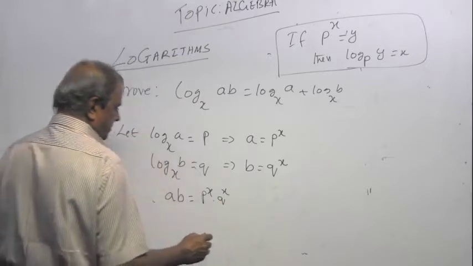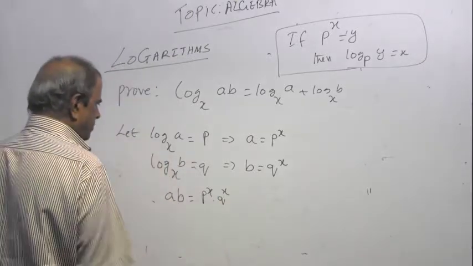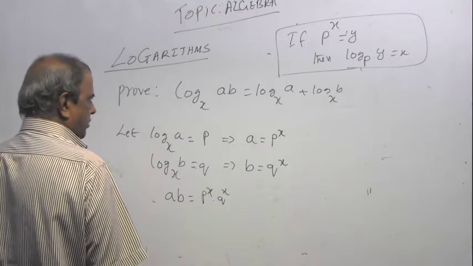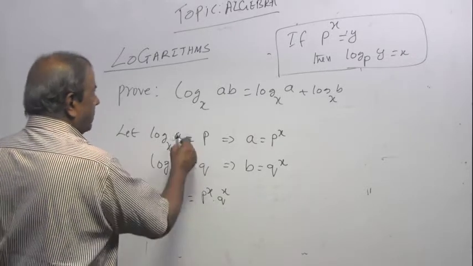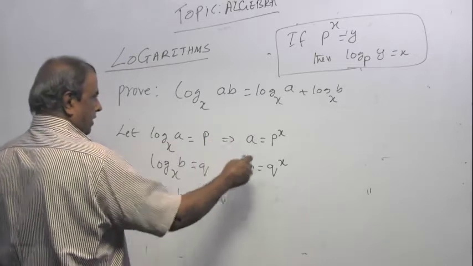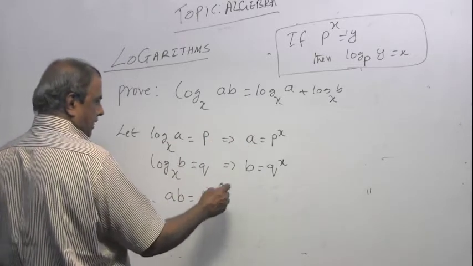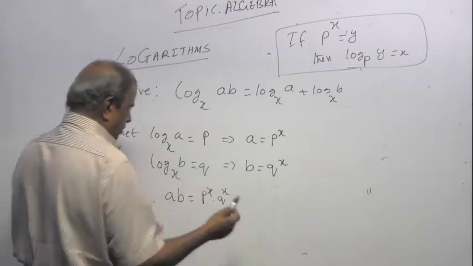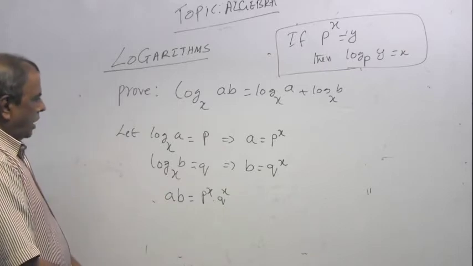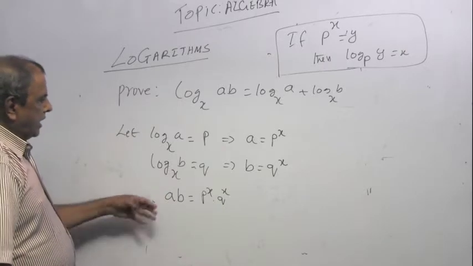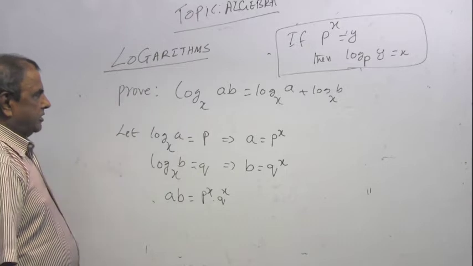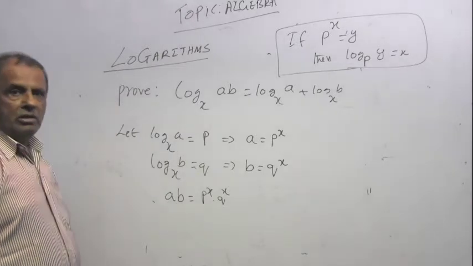Yeah? No. What am I talking of? Log A to base x and log B to base x, okay? AB is P power x times Q power x. Very good. Now, how am I going to link this to that? I don't know.